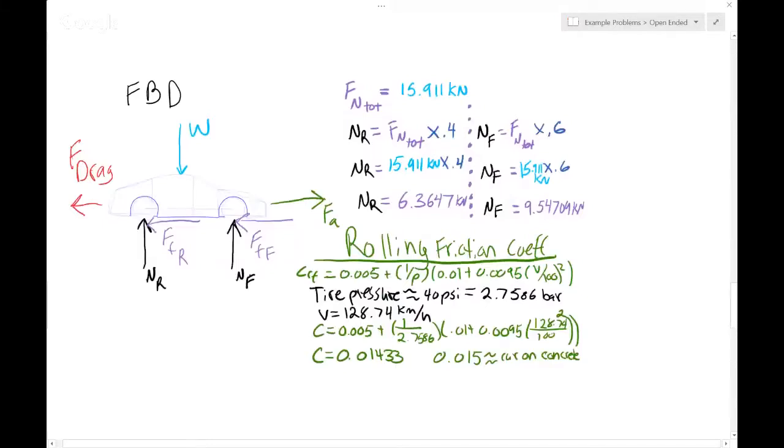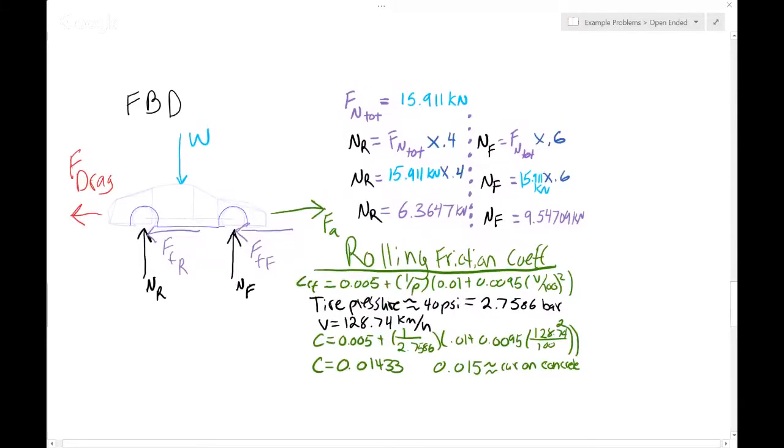So now that we have a normal force total for the car, we can break it up into its components based on the weight distribution that we had. So since the Chrysler 200 has a 40% rear, 60% front weight distribution, we can get a normal rear force of 6.3647 kilonewtons and a normal front force of 9.54709 kilonewtons. And then we can use that equation for rolling friction coefficient.